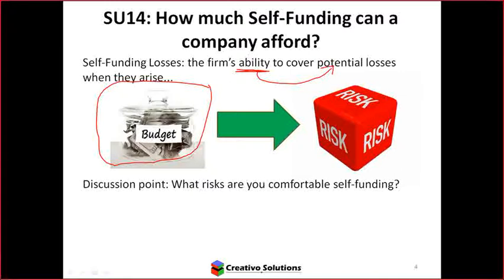What are things that you're not covering? Well, I don't have insurance on my cell phone. Okay, so do you agree that's a risk that you're comfortable with? Yes. Okay, why are you comfortable self-funding your cell phone? It won't be that expensive to replace. Yes, okay, because do you agree the budget would be able to provide for a new phone should something happen to your current one? Yes. Okay, what else?